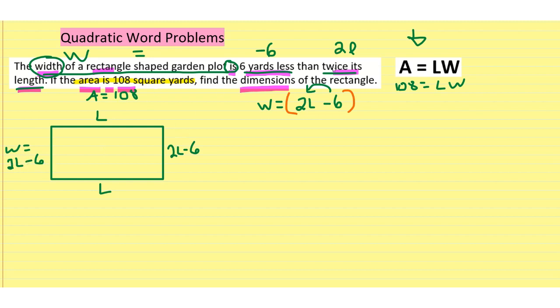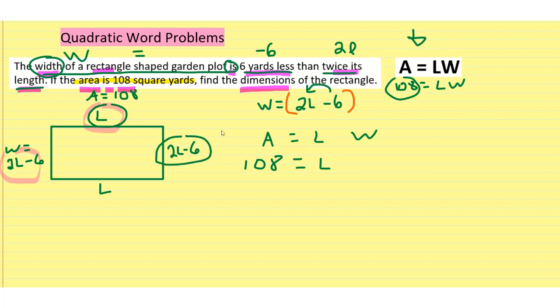So if we want to find the length times width, we're literally going to have to say length times width. So that's how we're going to write our equation. Our equation is A is equal to length times width. They said that our area was equal to 108, so that's going to be 108. We say that our L is just equal to our L, and we say that our width is equal to 2L minus 6. So we're going to replace W with its expression, 2L minus 6. Okay, does that make sense to you?